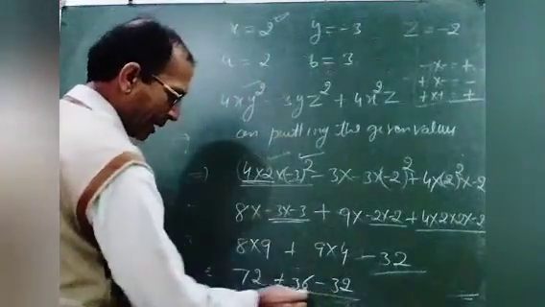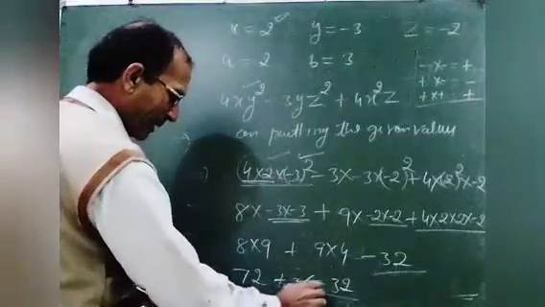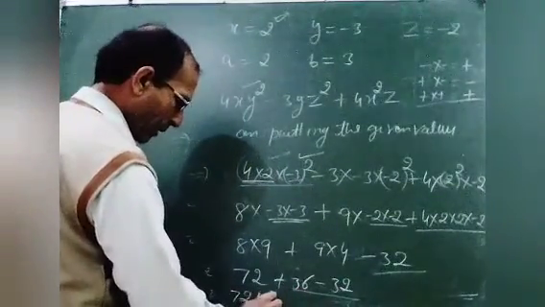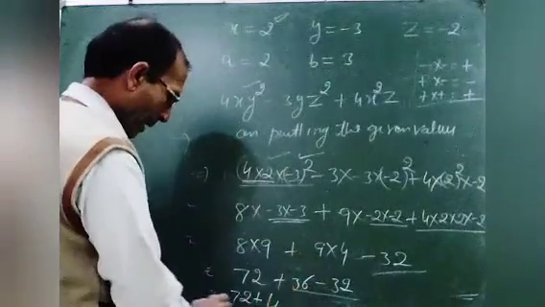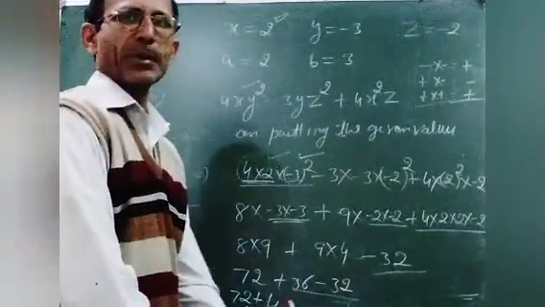So you can show it like this. First I will add these: 72 plus 36 minus 32. 36 minus 32 means plus 4, and 72 plus 4 becomes 76. This is the solution of this one.